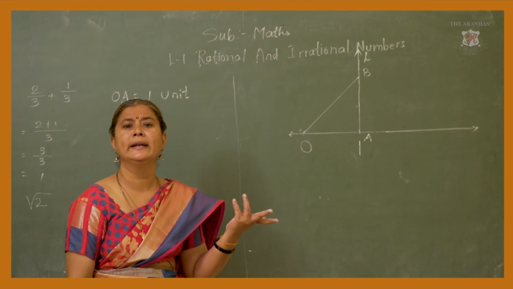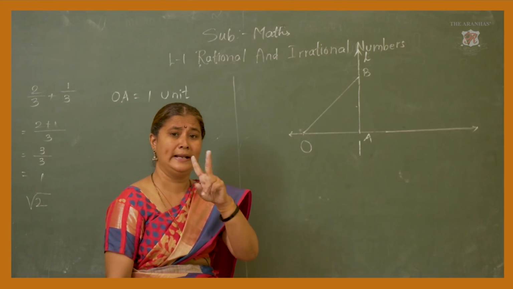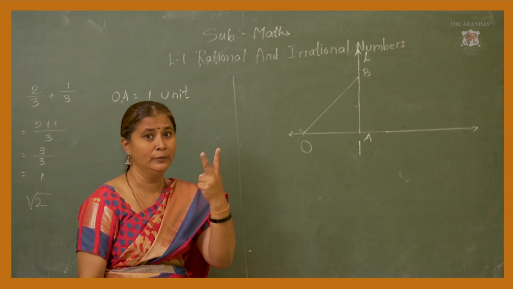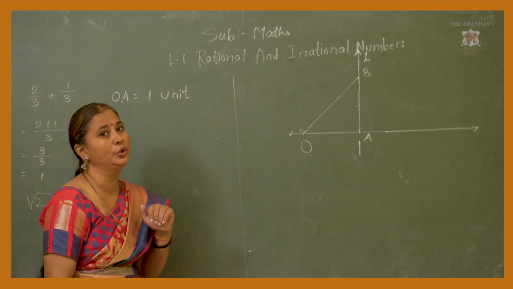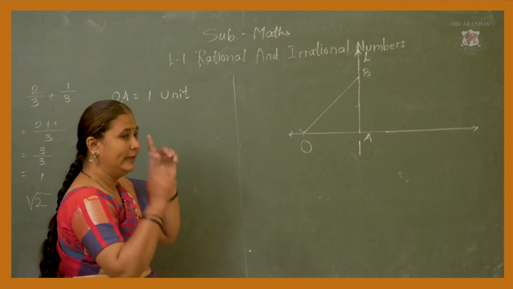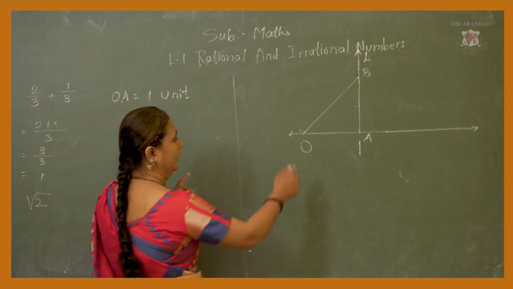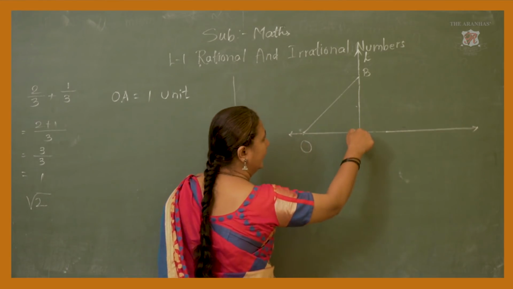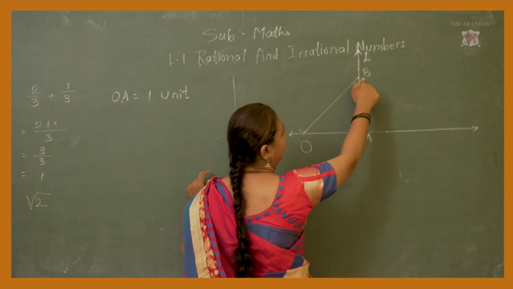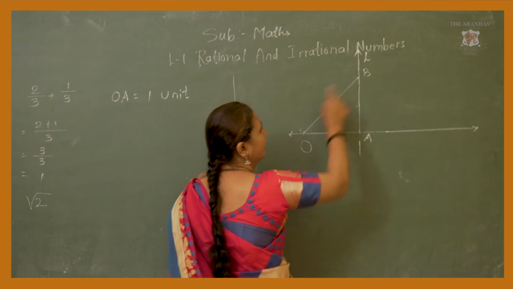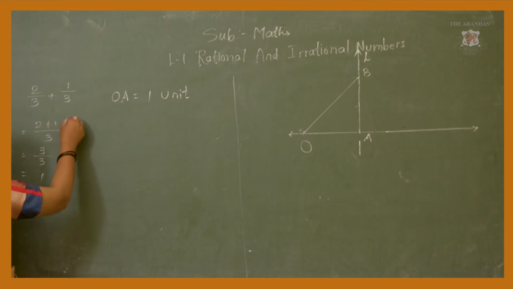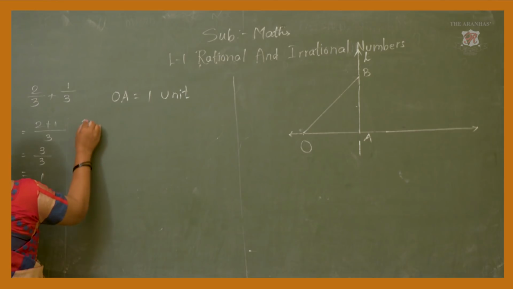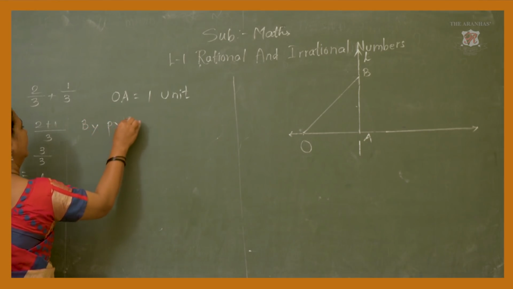And root 2, how are we getting it? When we took 1 and 1, then only we are getting the number 2, isn't it? And when we take the square root, that time only we are getting root 2, isn't it? So, we have to take 1 unit. Here OA is equal to 1 unit, AB is equal to 1 unit. Now find the length of OB using Pythagoras theorem. So now I am doing the procedure by Pythagoras theorem.